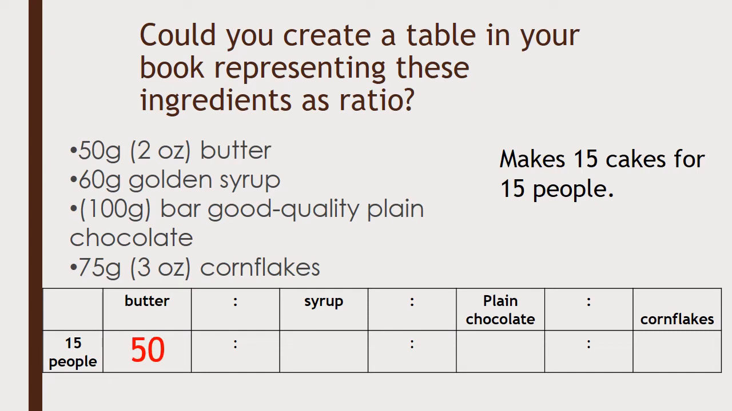So the first one is 50, we need 50 grams of butter. Second one, 60 grams of golden syrup, 100 grams of plain chocolate, and 75 grams of cornflakes. So that's our ratio, same order as the order shown in the list.